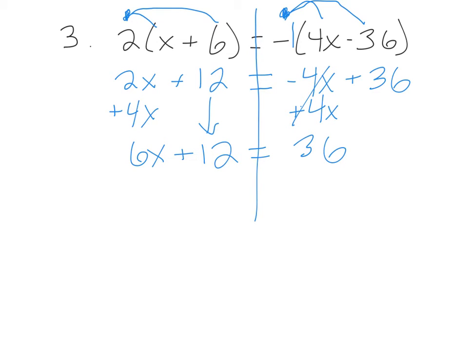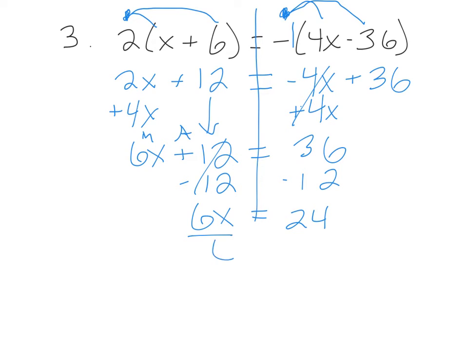So next we want to get rid of our 12 since it's addition. Addition comes before multiplication when we want to undo operations or find inverse operations. So we're going to subtract the 12. 36 minus 12 is 24. And we just drop our 6x. And finally, we divide by 6. So x equals 4.